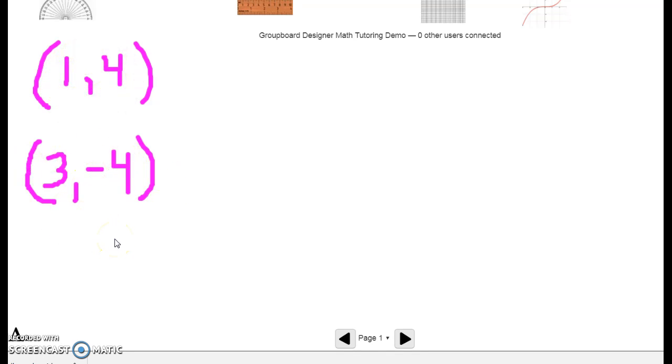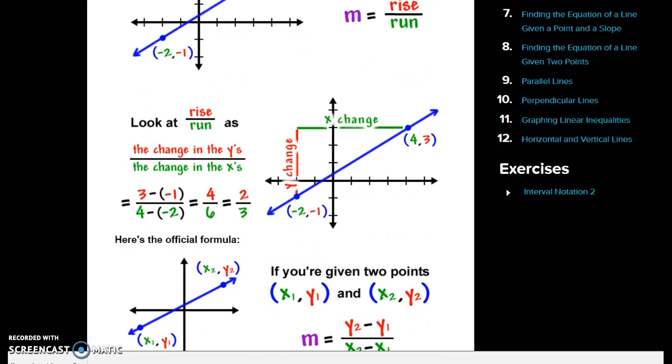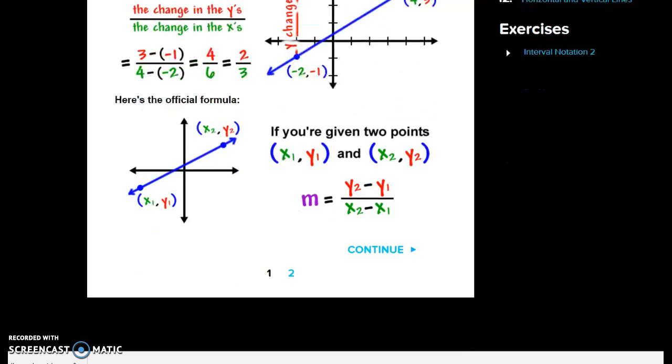To be able to figure that out, you have to use the slope formula, even though we're not actually finding slope. I want you to look at this part right here. Slope is rise over run. Whenever you're dealing with linear equations, your slope is the amount of change that takes place on the rise and the run from one point to another. To figure that out, you use this formula right here. You take the second y and subtract the first y from it, and then you divide it by the second x with the first x subtracted from it.